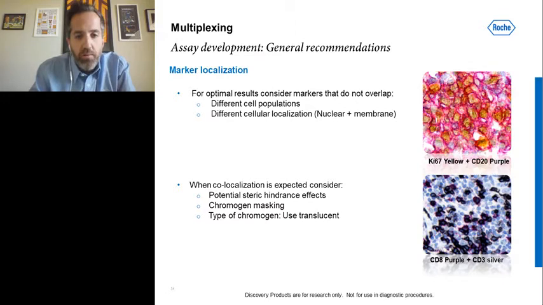So here we can see by using Ki67 in yellow and CD20 with purple, it's very easy to see where the colocalization takes place. However, below where we have CD8 in purple, CD3 in silver, it's very difficult. We just get almost a black stain, and it's very difficult to see where those 2 different markers are.